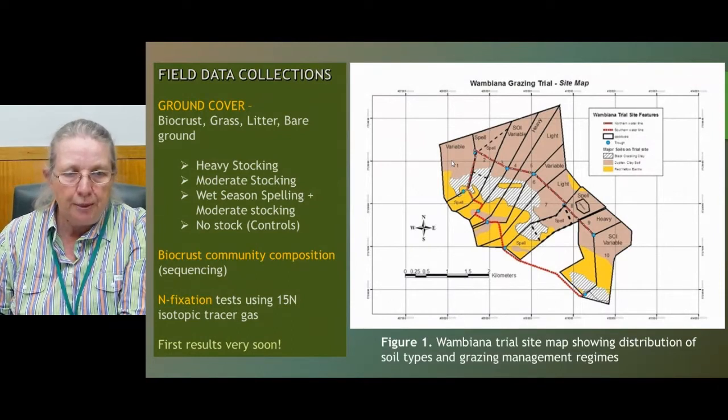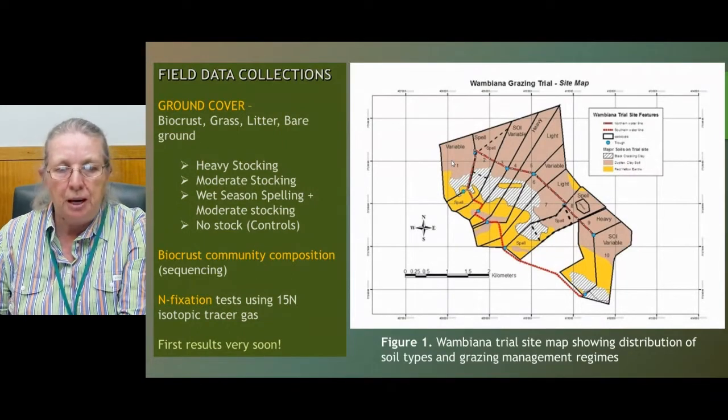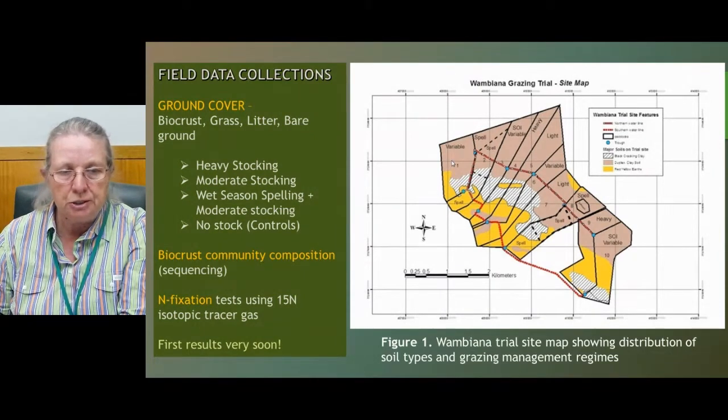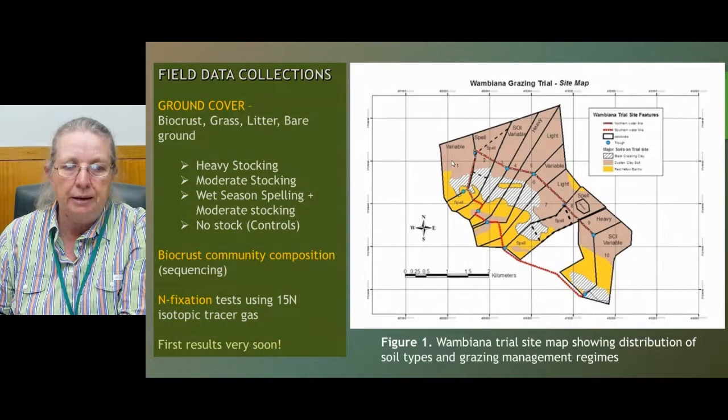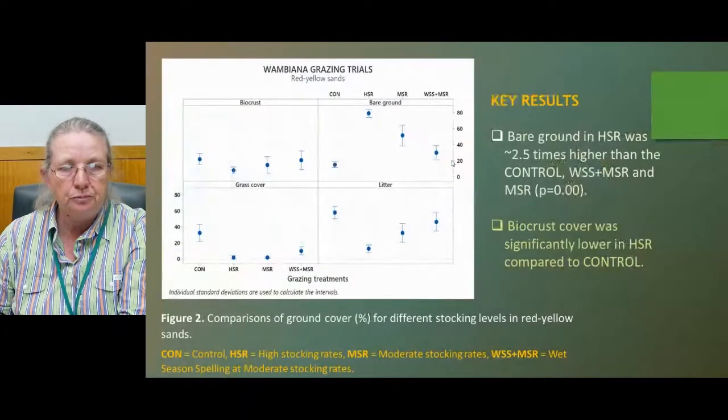So we're looking at the biocrust community composition there with sequencing, as I've just shown you for Kidman, but we don't have those results yet. And the same with the N fixation tests, where we're using isotopic gases to trace, they're labelled, and we can actually see what comes from the air and goes into the biocrust because it's labelled. So those results are expected pretty soon.